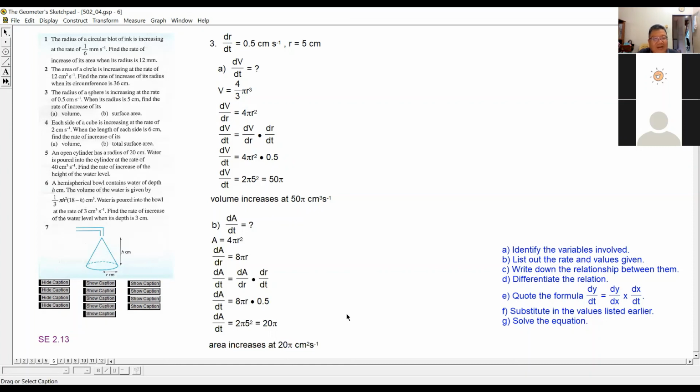Okay, so this is it. So the area increases at a rate of 20 pi centimeter square per second.